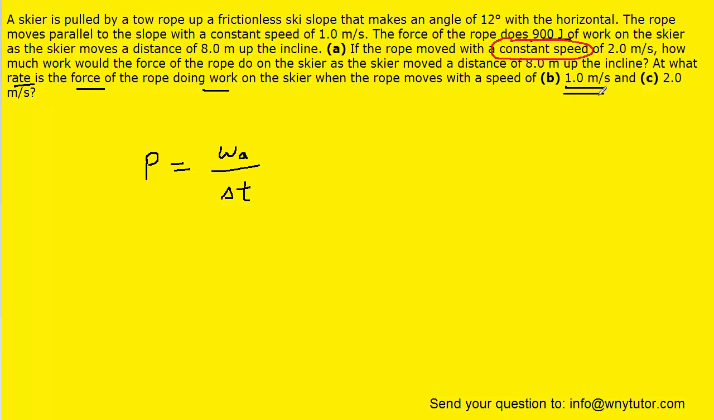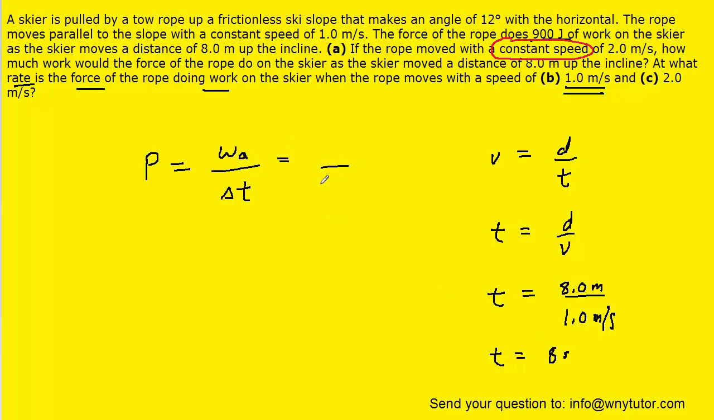Now, the question notes the speed of 1 meter per second. Of course, we know that speed is equal to a distance divided by a time. And so we can actually rearrange this equation to see that time is distance divided by the speed. The distance was stated in the question as being 8 meters. And then the speed, of course, in part B is 1 meter per second. So the time interval that we need to use in calculating this power is going to just be 8 seconds.